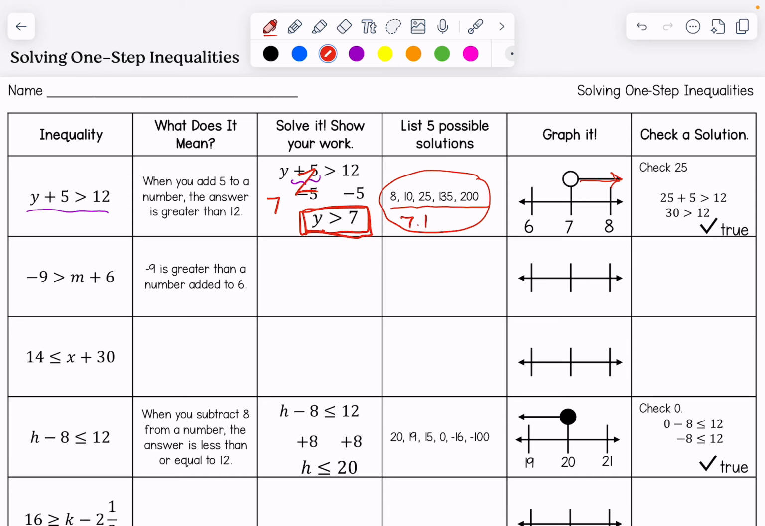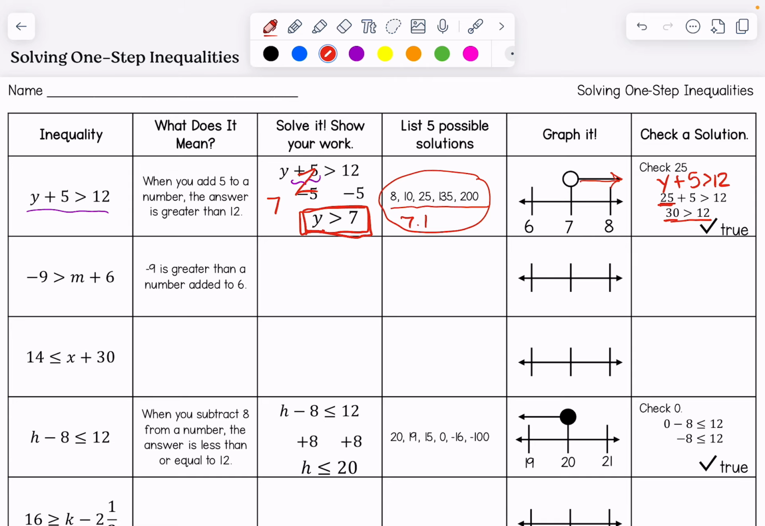Checking a solution is just a good habit to get into. I could choose any one of these numbers that's greater than 7, plug it into the inequality, and confirm that it actually is true. For example, here we plugged in 25 for the y. 25 plus 5 gives me 30. And if I read this inequality, it says 30 is greater than 12. That's true. So that means that 25 would at least be a solution. It's usually a pretty good indicator that you did things correctly, and it's just a good habit to get into.